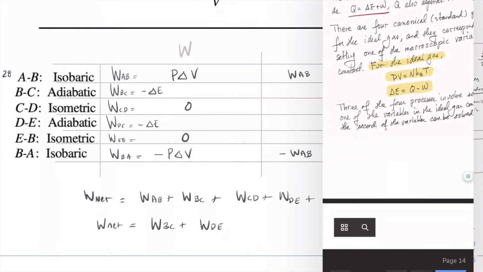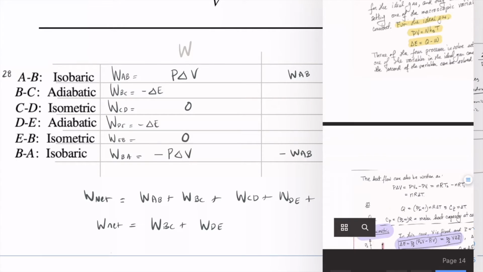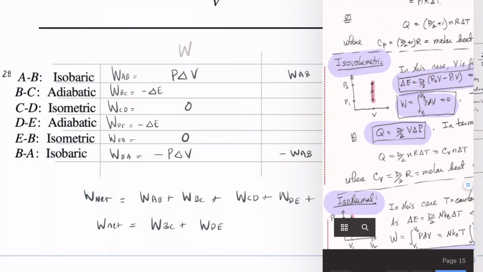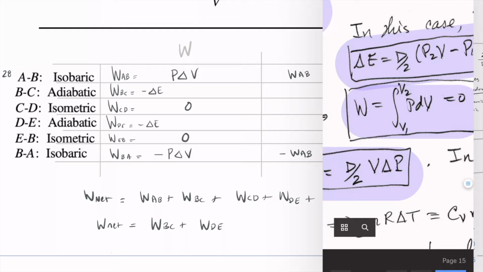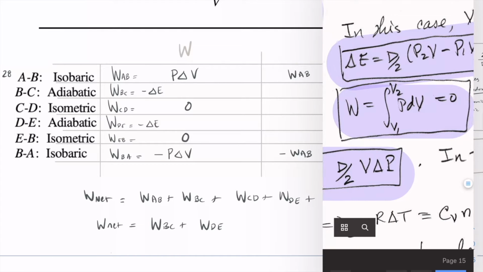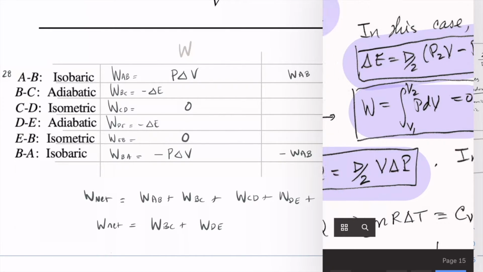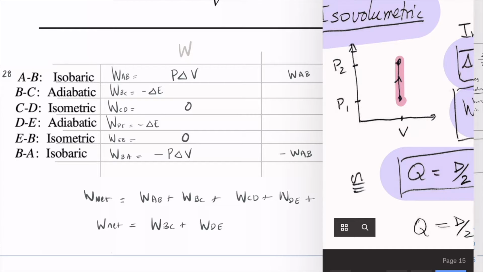Isometric and isovolumetric, those two are the same. So we have 0 for our work. Our work is going to be based on a change in volume here. And notice that the pressure changes while the volume's constant, so our work here is going to be 0. Okay, so that's what we know.